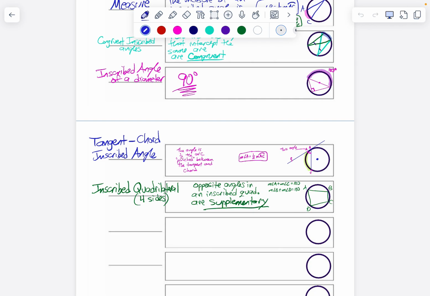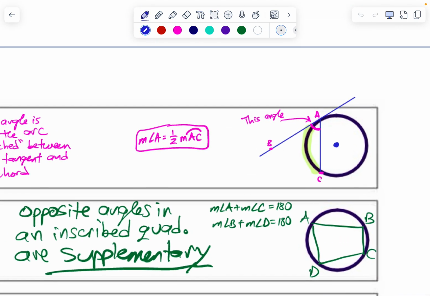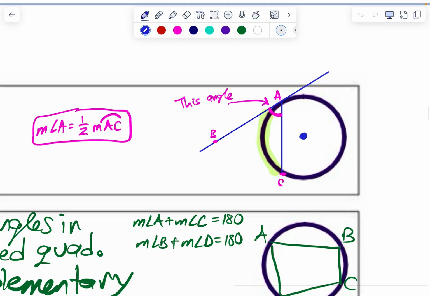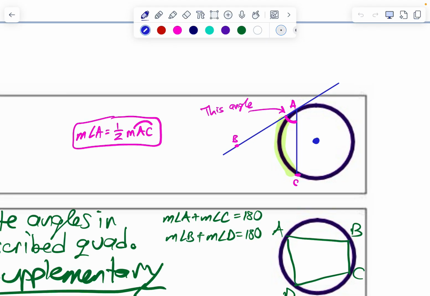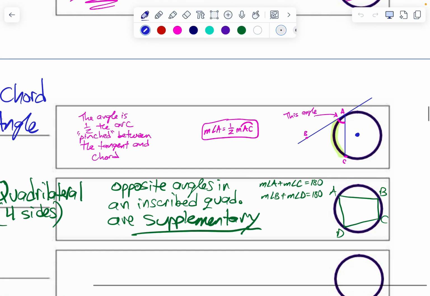An inscribed angle of a diameter intercepts a 180-degree arc, so the inscribed angle is always 90. And then the tangent chord relationship was the same. The angle is still half of the intercepted arc. It just looks a little different the way the interception is done. And then we just worked with this last one on our starter.